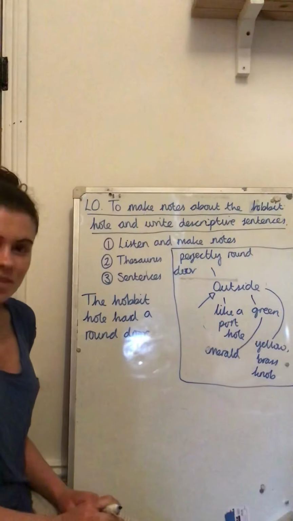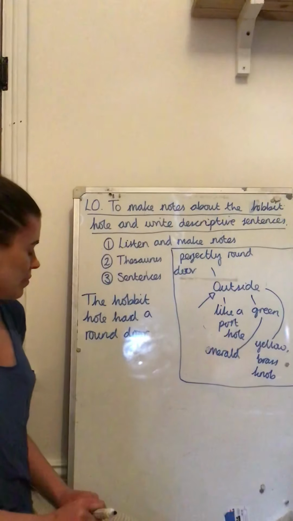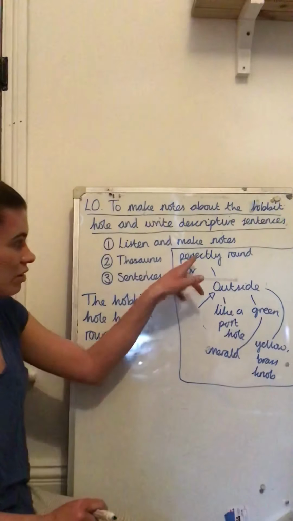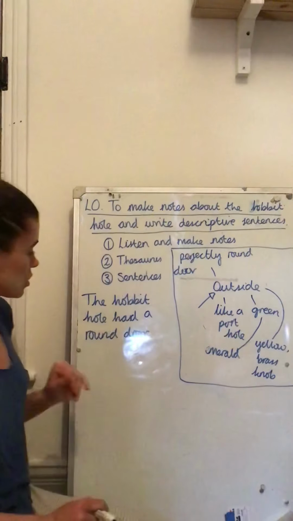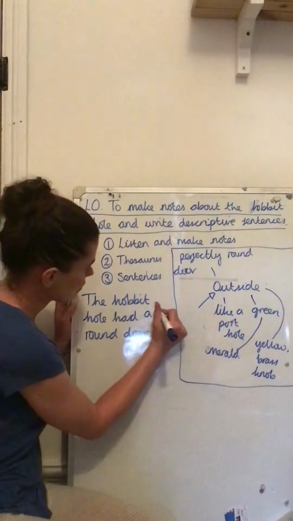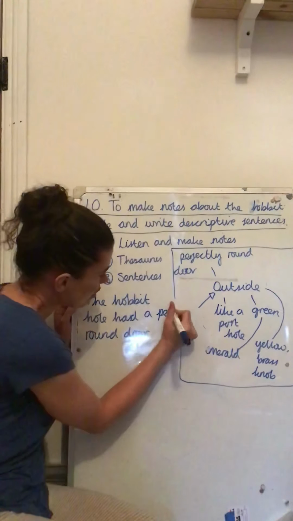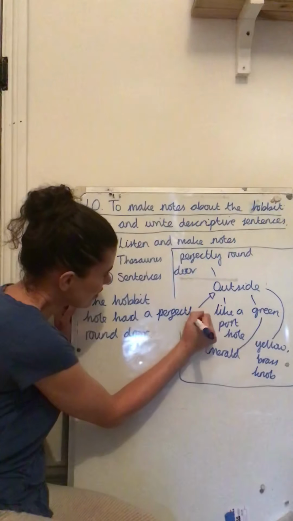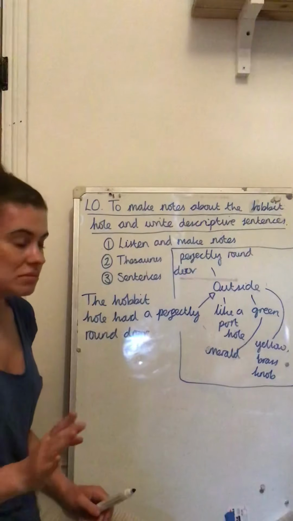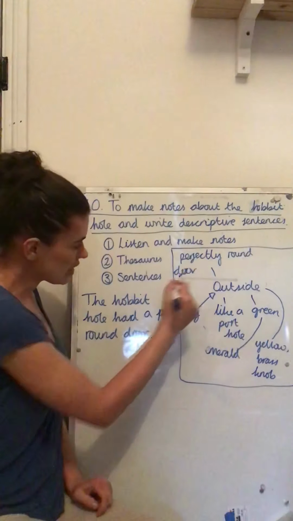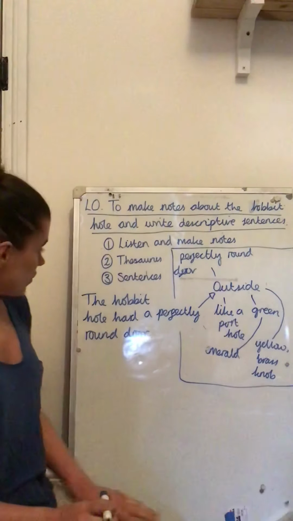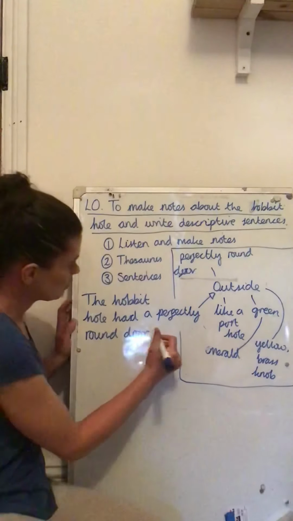However, we are in year 6, so we're going to try and stretch ourselves a little bit. I'm thinking, can we think of another word to describe the round door? Well, actually, we've already got it written down here, and we took it directly from this book. So I'm going to add perfectly in there. The Hobbit hole had a perfectly round door. Okay, I'm not going to stop there. Let's think. So we've written about that, so I'm just going to give that a little bit of a tick. We could write it's like a porthole, again taken straight from the book. The Hobbit hole had a perfectly round door.